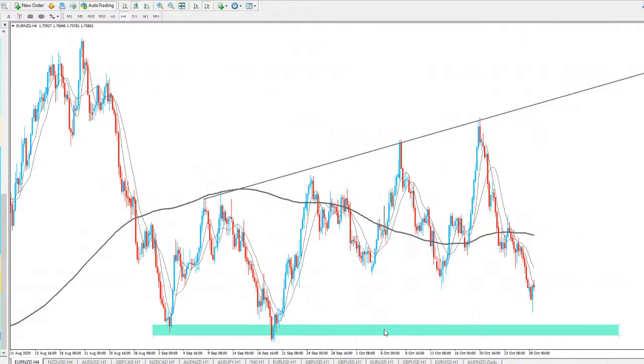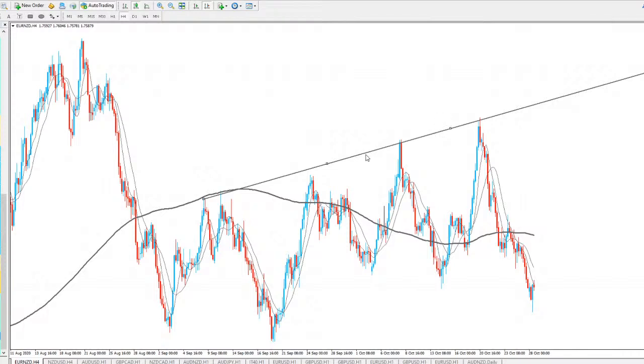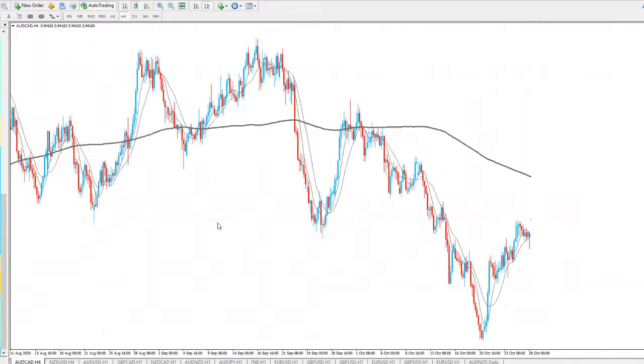But yeah, right now I'm not going to be looking to enter a EUR/NZD trade just yet. If it does move a little bit lower, that could be, however, a nice place to look to get into the market there. AUD CAD, this one was still pushing to the upside.